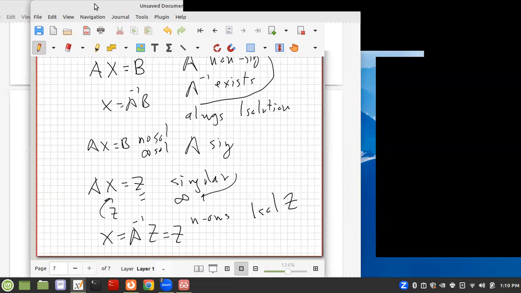Yeah, that's why homogeneous systems are good, because a homogeneous system cannot have a contradiction.